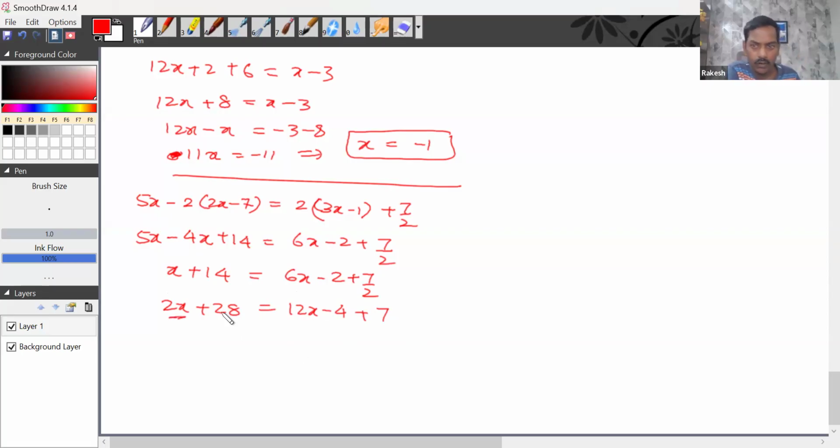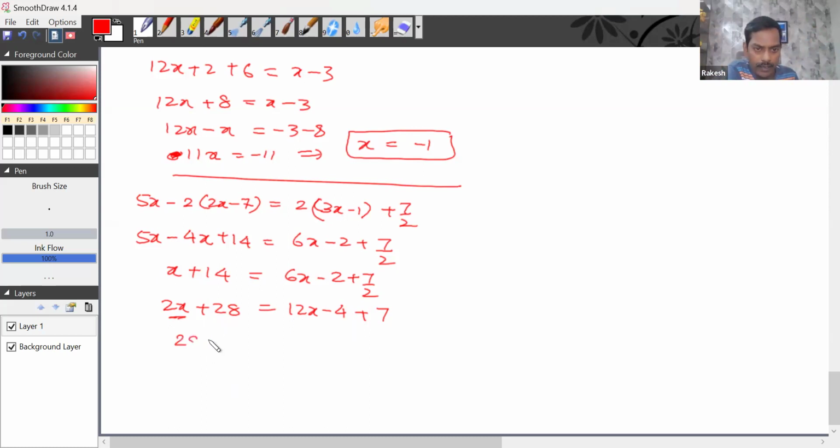Now let us take this 2x to the RHS. It's not a rule that the variable has to be only on the LHS. It can go to the RHS also. Why am I taking it to the RHS? Because here 12x is bigger than 2x. So I'll be getting a positive coefficient of the variable when I take it to the RHS. You can take it to the LHS also, you'll be getting the same answer, right?